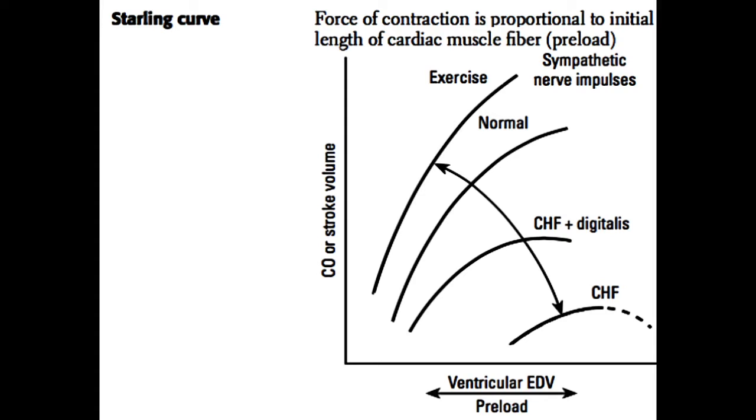With congestive heart failure, however, that normal curve is shifted downward and to the right. For a given left ventricular end diastolic volume, there is a decreased cardiac output. Drugs such as digitalis can help semi-normalize the CHF curve by shifting it up to the left, but you can see that it never quite approaches normal.